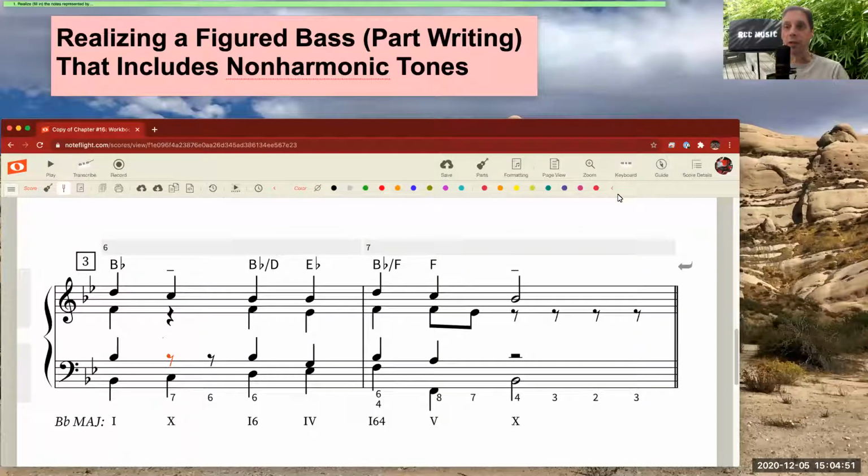Hello, in this video, I'm going to realize a figured bass in a part writing example that includes non-harmonic tones. This example is taken from Connie Mayfield's Theory Essentials theory textbook, Chapter 16 workbook.